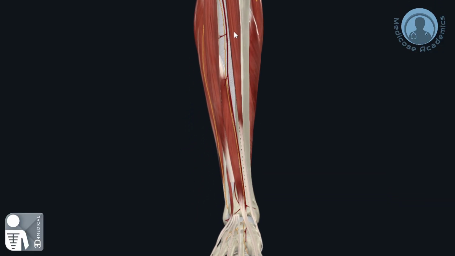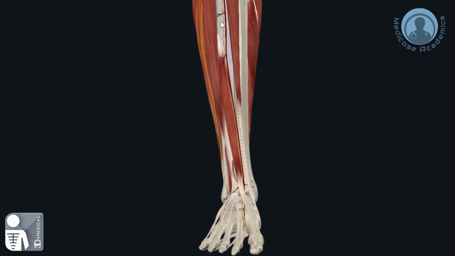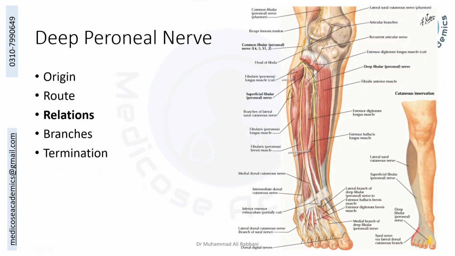It runs alongside the lateral aspect of the anterior tibial artery, runs all the way down, and enters the foot the same way. So it will be very much similar to that of the artery. The deep peroneal nerve will have its origin from the bifurcation of the common peroneal within the substance of the peroneus longus muscle in the lateral compartment.